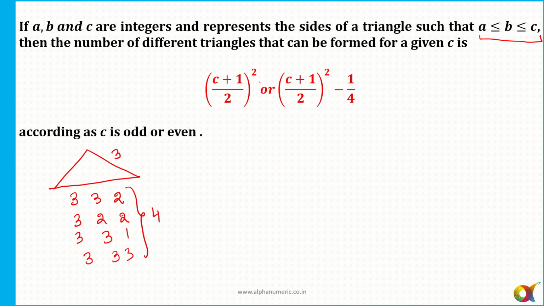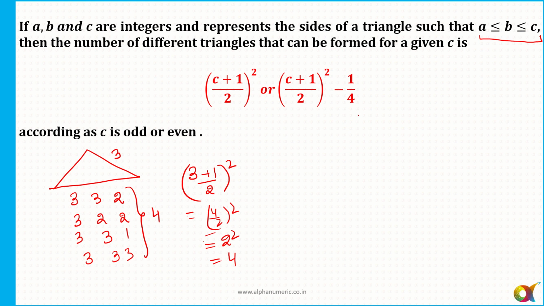Which is nothing but, if I apply the formula, it comes out to be 3 plus 1 by 2, whole square. And 3 plus 1 by 2 whole square is equal to 4 by 2 whole square, which is equal to 2 square, which in turn is 4 here.